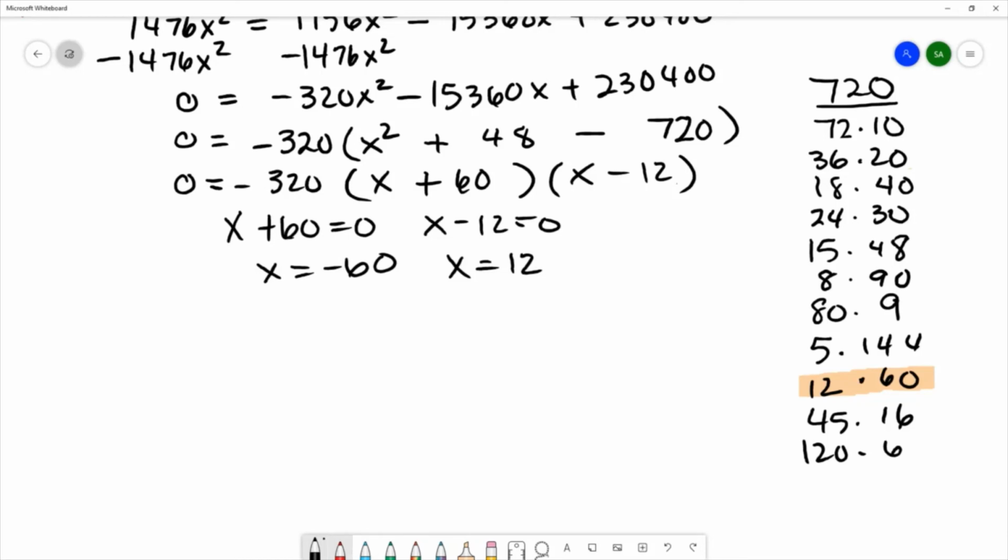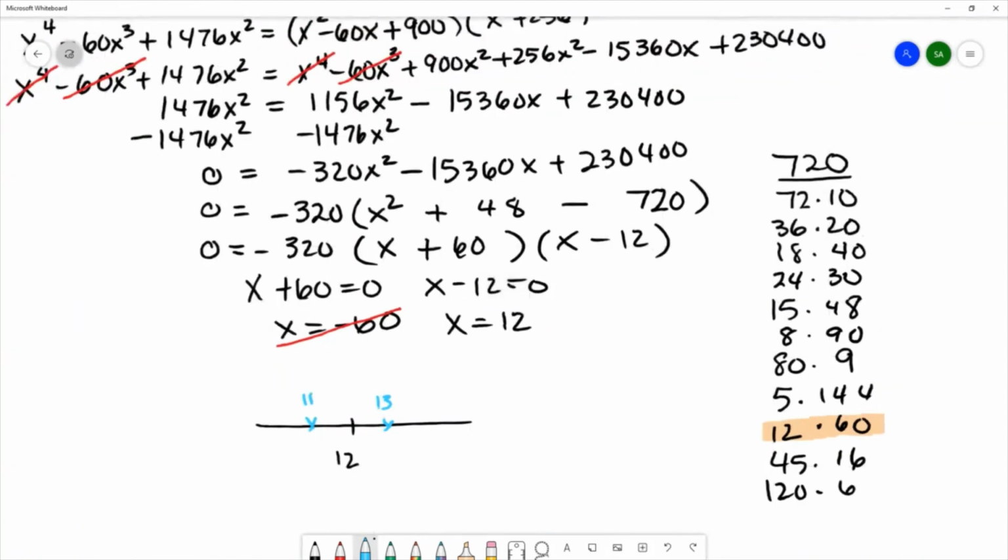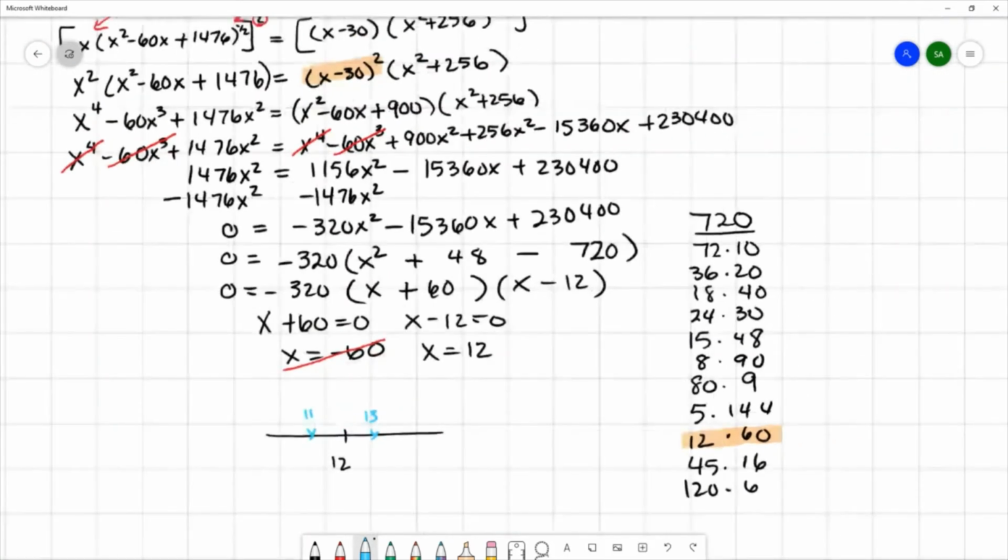The negative 60 doesn't make sense because it's a distance. So we only want to check that value of 12. So that's our critical number of 12. And you want to check to see if that critical number is a relative minimum. So I'll choose a value on each side of 12, 11, and 13 to substitute into the derivative. If it's an extrema, we'll see a change in signs, but we're really hoping for it to be a minimum.